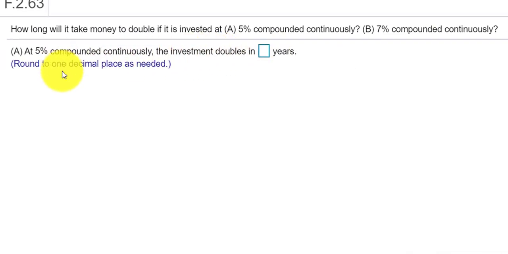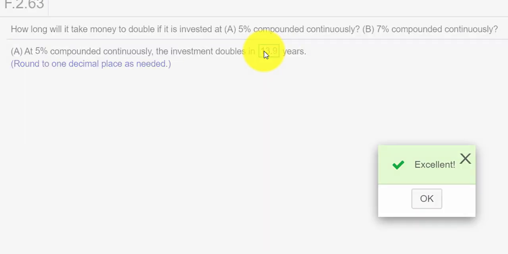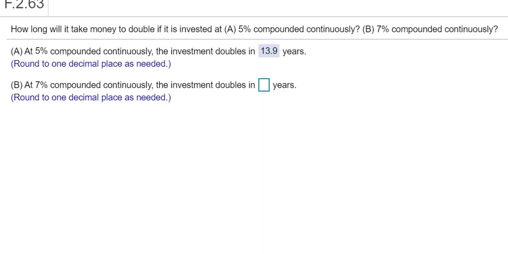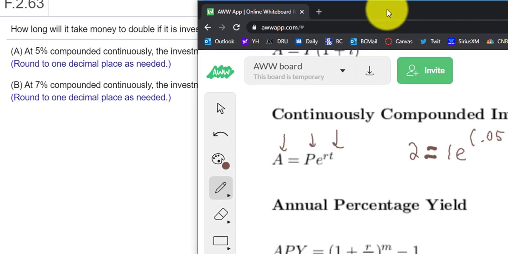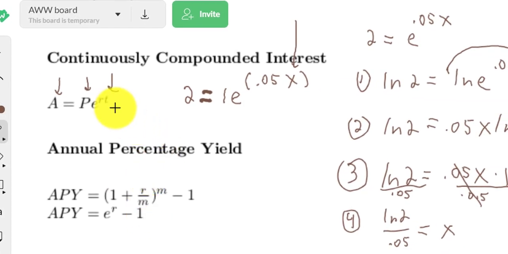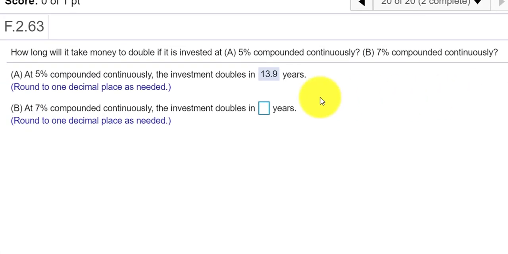So let's put that, and it says round to 1 decimal place. So let's do 13.9. And I press enter. So what did we actually do there? Right? We solved for the t here, which is time. So it takes 13.9 years to double your money if you're invested at 5% compounded continuously.